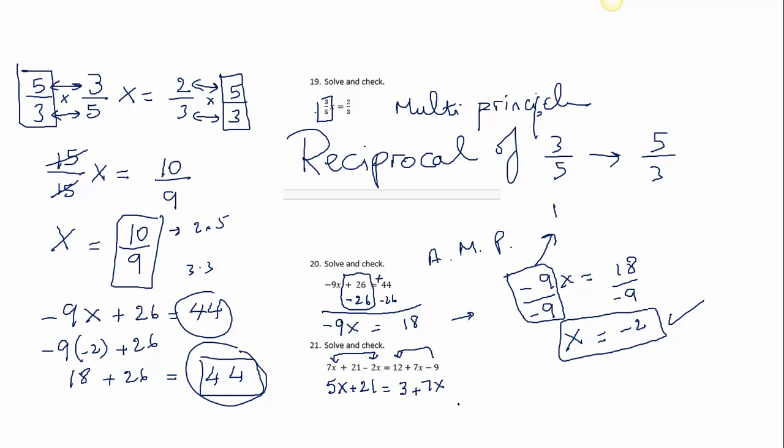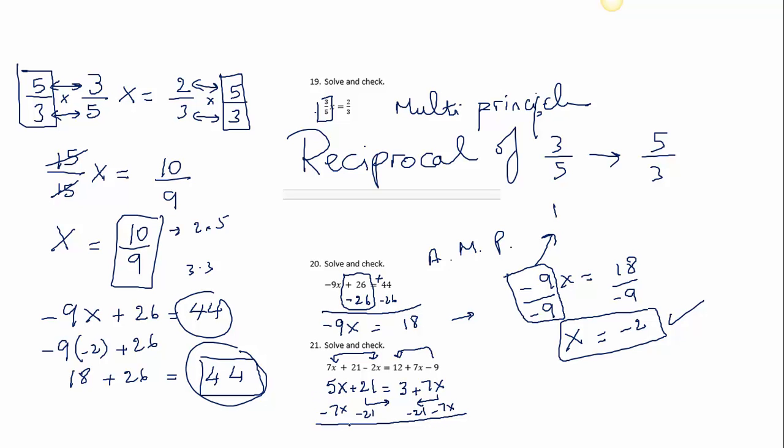Now we need to separate variables. We need to move the x to the left, move the 21 to the right. Okay? So to move the 21 to the right, I gotta subtract 21 from both sides. To move the 7x to the left, I need to subtract 7x from both sides. So now I have the x on the left side and I have the numbers on the right side.